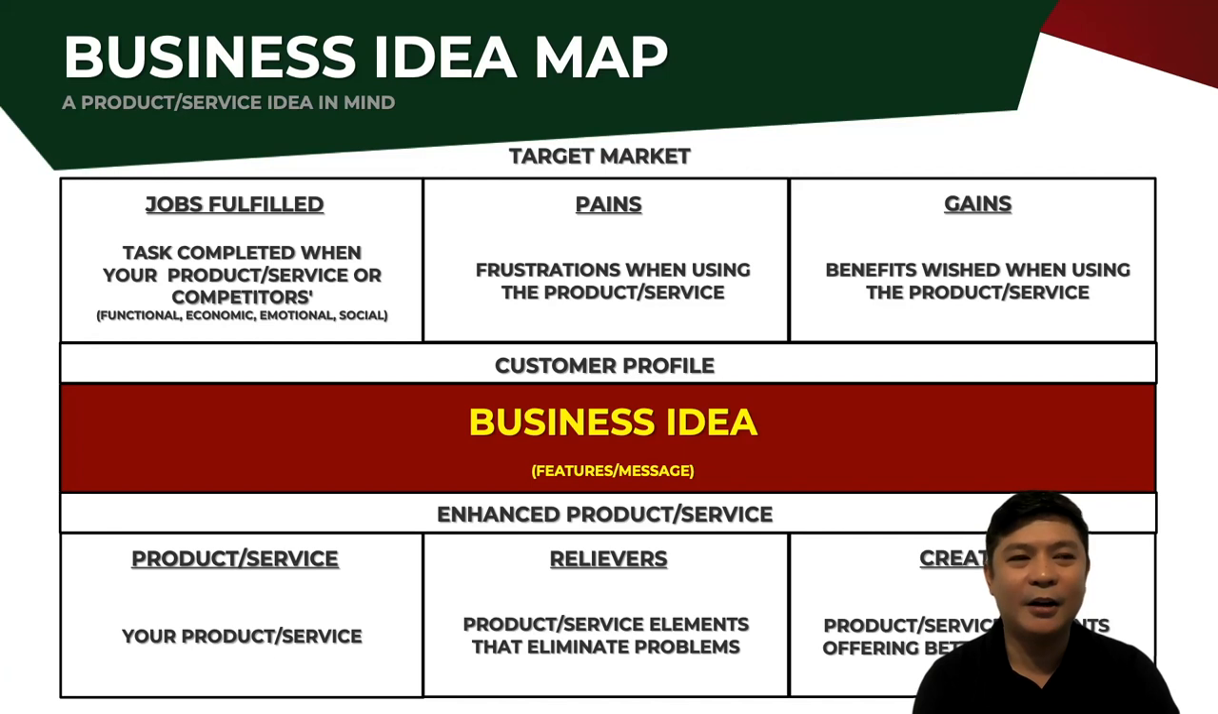So the emotional and social jobs are the jobs fulfilled by applications such as Facebook, social media. So it's more on emotional and social rather than the functional and economic. So when you have identified the jobs, you need to know the frustrations of your target market when using the product or service. Doesn't mean the product and service that you are selling, it could be for another direct competitor.